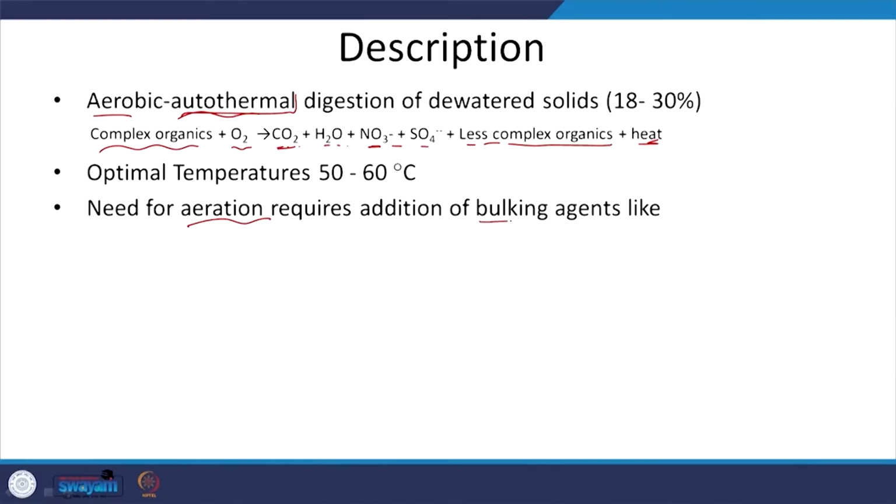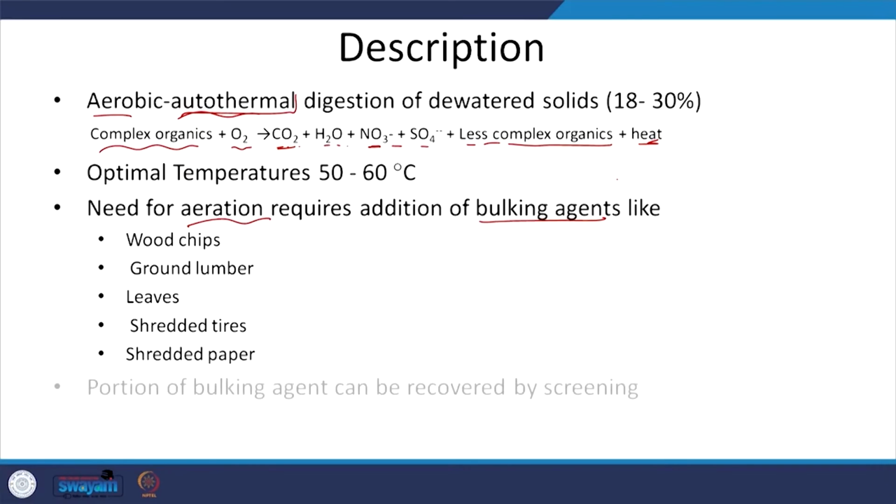So, if I am providing air and if my particles are pretty small, the air will not flow through it. You do not have the voids or interconnected voids for the air to flow through relatively freely. So, that is why you are going to provide bulking agents. What is it that we typically add? Wood chips, ground lumber, leaves, shredded tires and such. And after screening later on, the bulking agent or part of it can be recovered. So, that is one aspect to keep in mind.